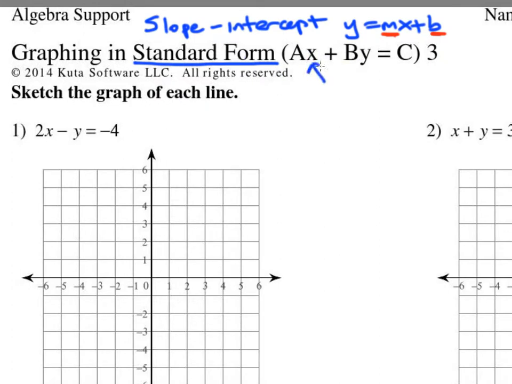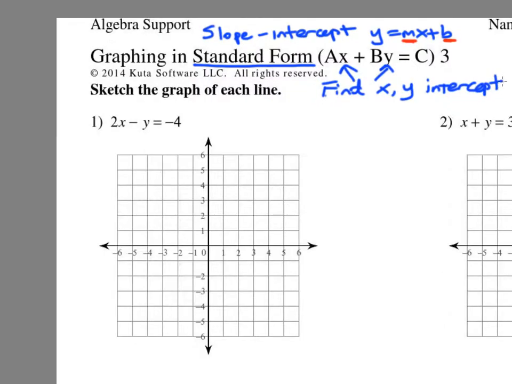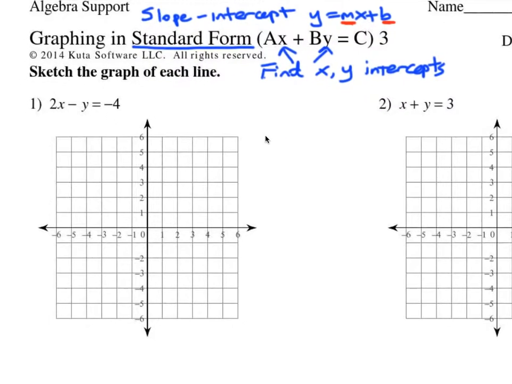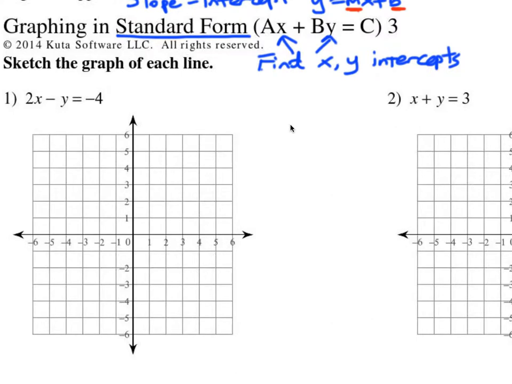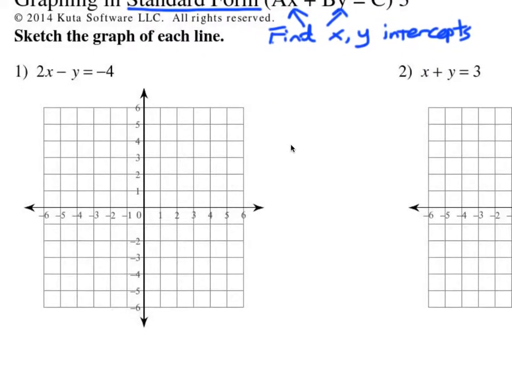That's when x and y are together on the same side of the equal sign. When you have standard form, remember your goal is to find the x and y intercepts. There were two ways we talked about how to do that. You can plug in zeros, or you can do a little shortcut, and we'll demonstrate both of those methods with the first couple problems, and then we'll kind of go back and forth, and then we'll be done.